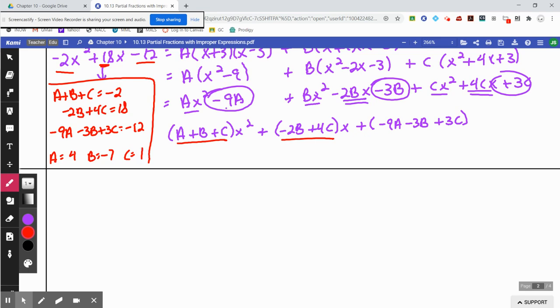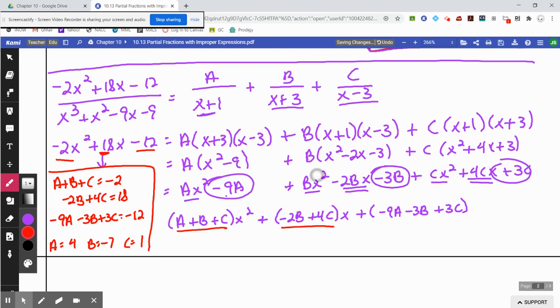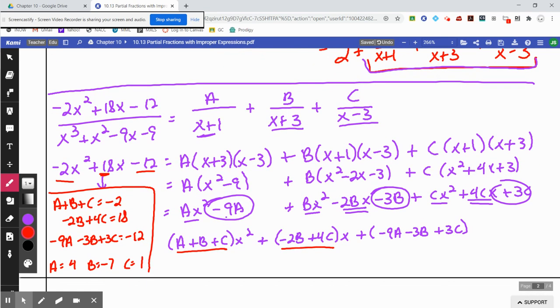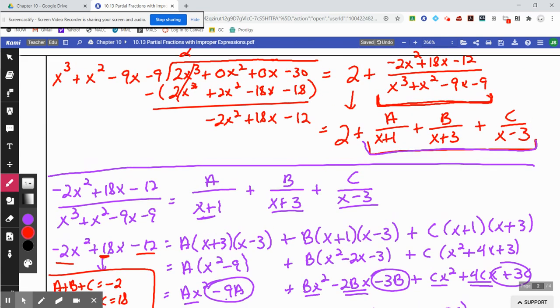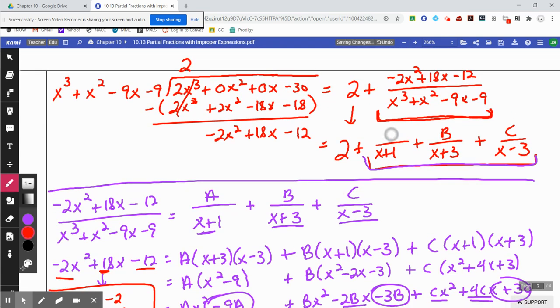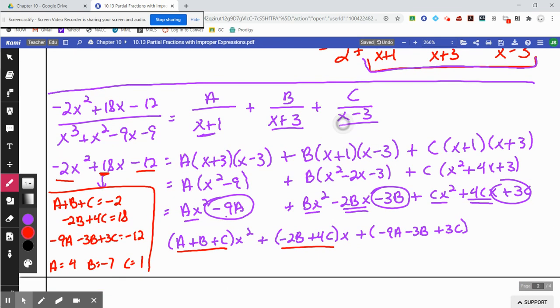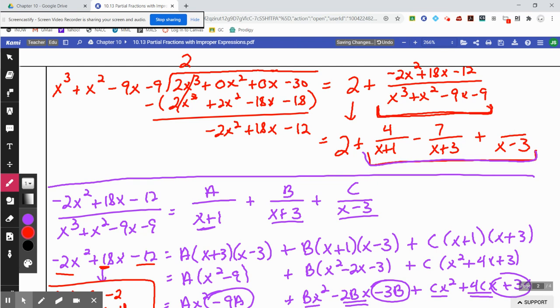When I solve that, that tells me my a, my b, and my c values, which are 4, negative 7, and 1. So therefore, go back to your original problem, and we have broken this down into, and we could just actually write it right here. 4, our b value is negative 7, and our c value was 1. So therefore, there's our final answer.